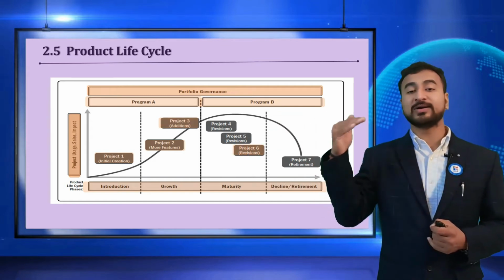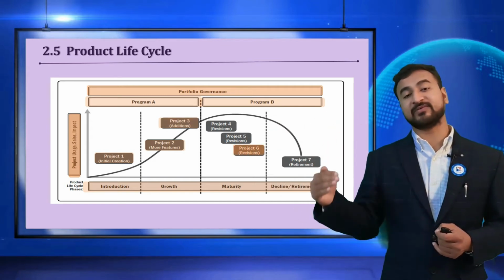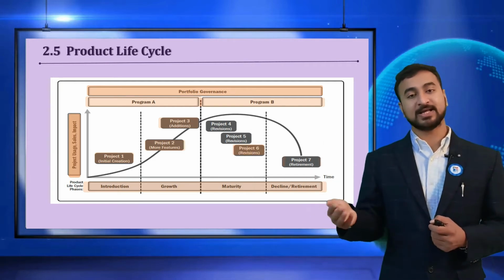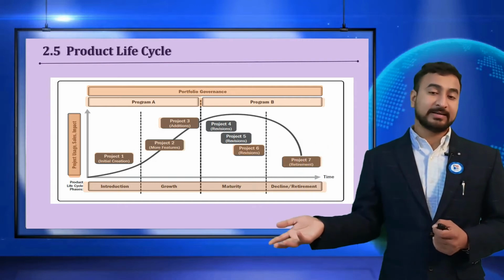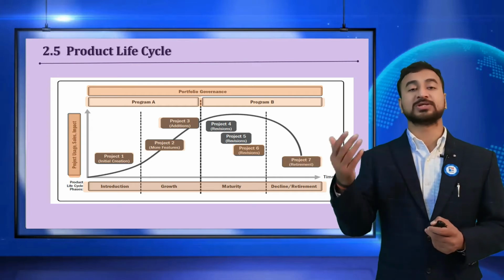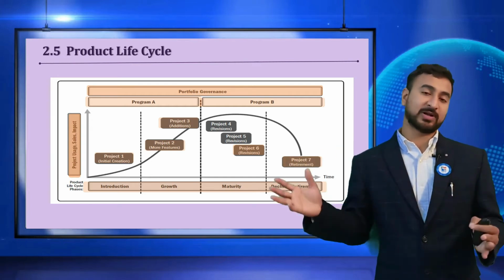Now in maturity, there are different projects, 4, 5, 6, which are revisions of the product. And on decline, there is retirement of the particular product, and you launch a new product. So that is the entire product life cycle.